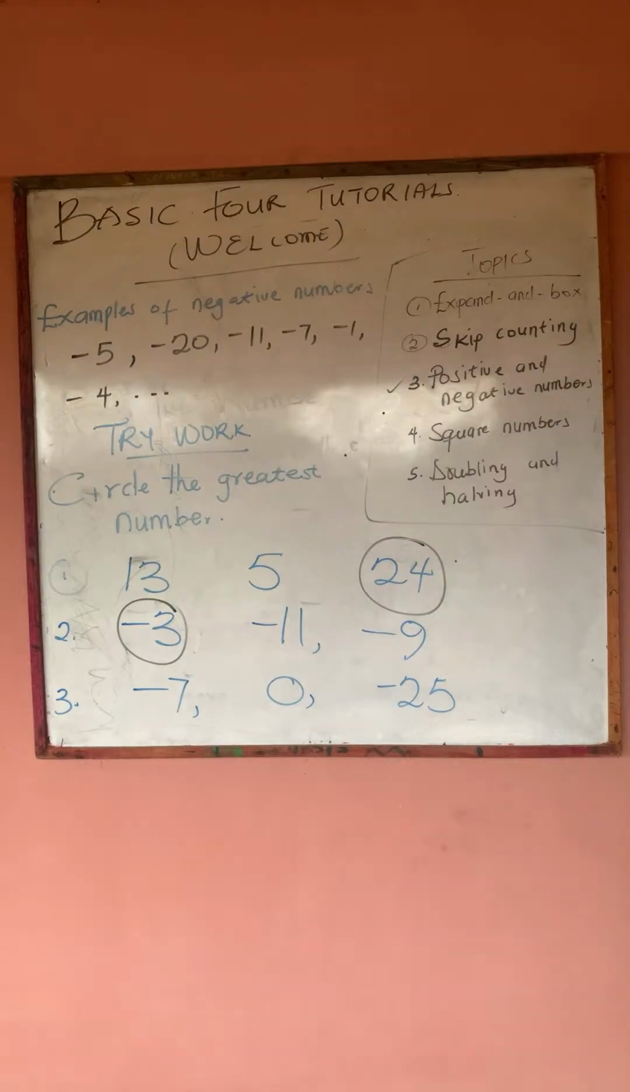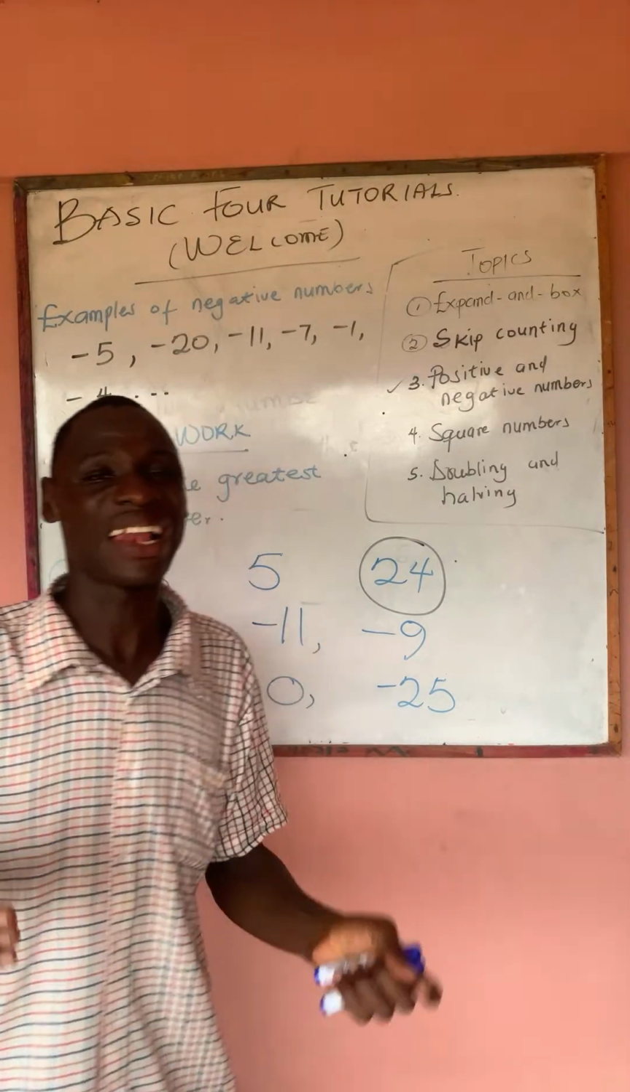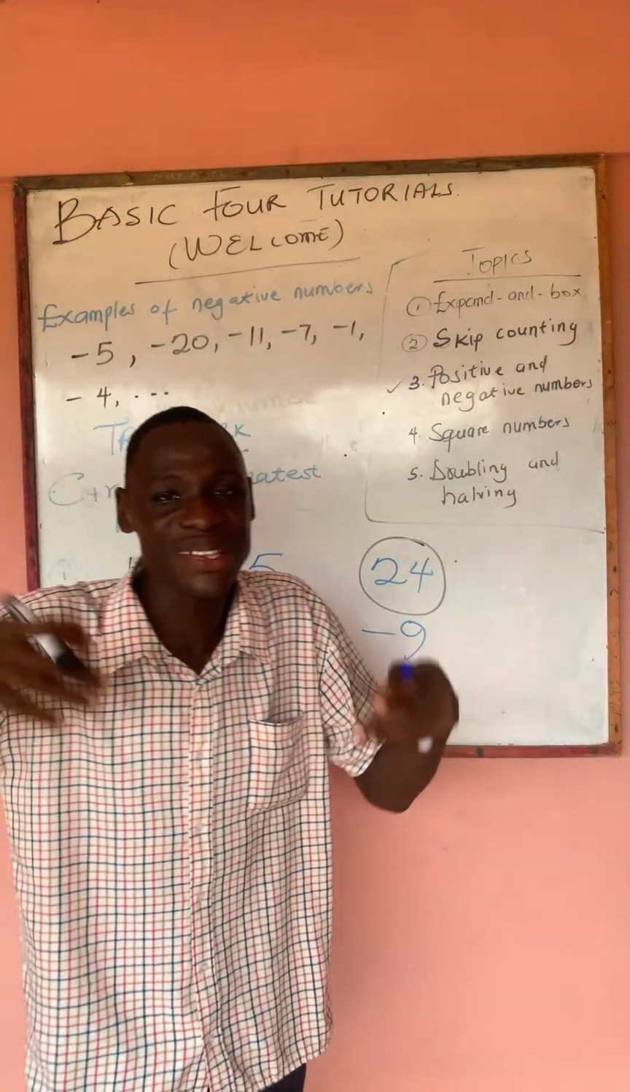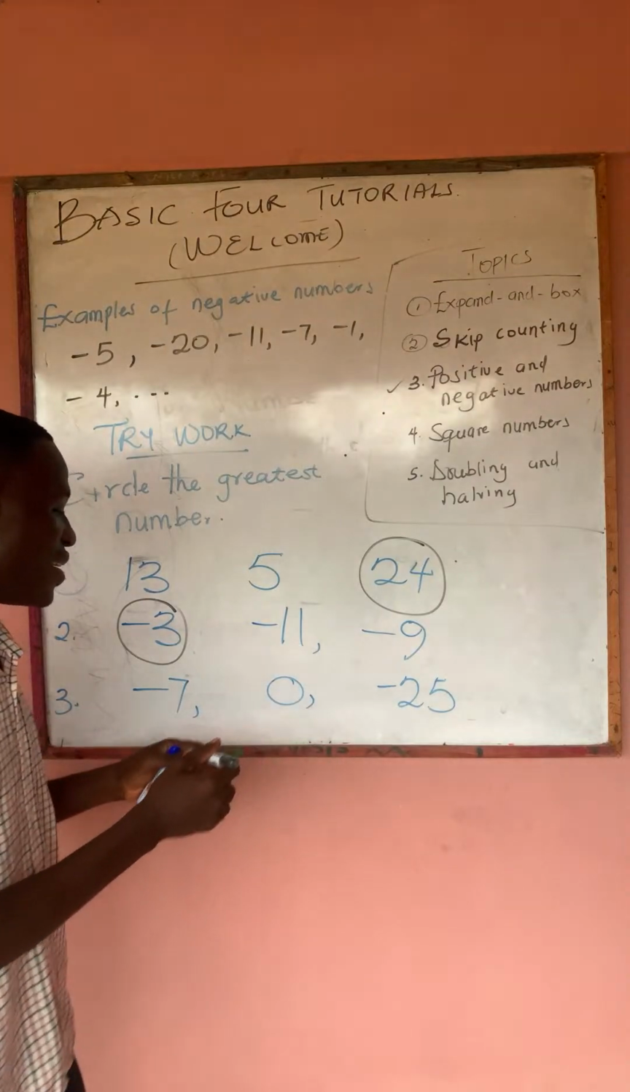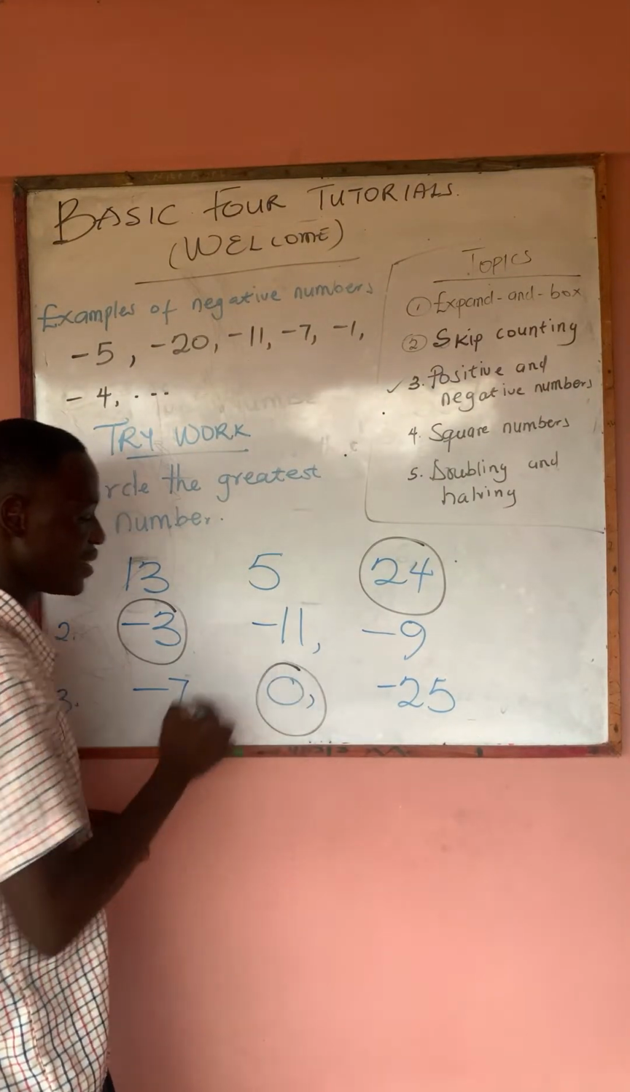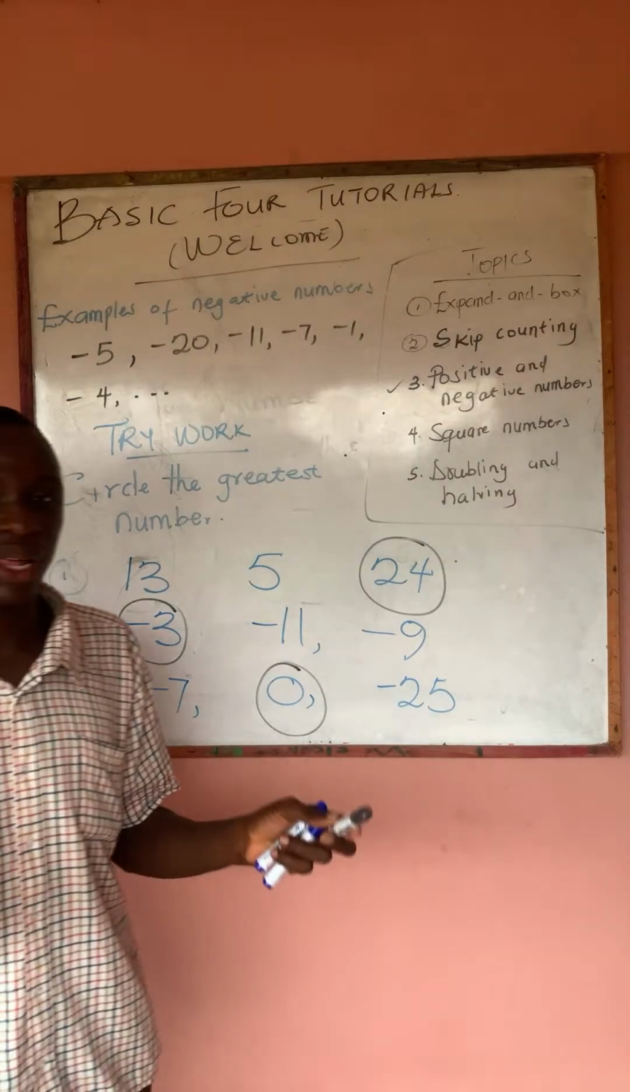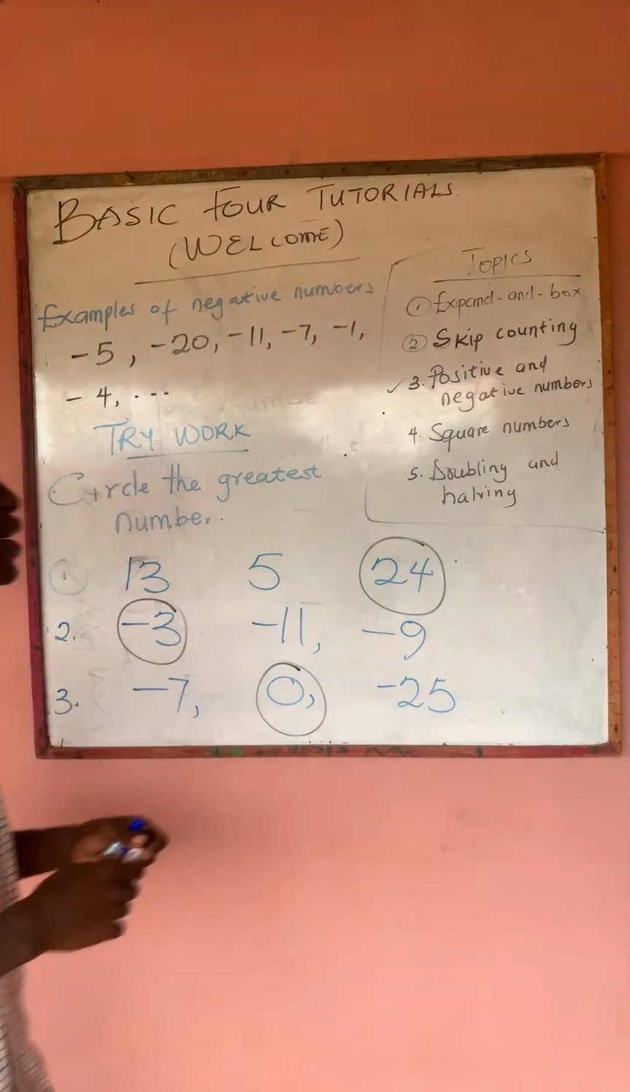Good, that's very correct. You see that negative numbers are numbers that are less than 0. I mean that 0 is greater than all negative numbers, okay? So if you have negative numbers and 0, 0 becomes the greatest number of them. Is that what you understand? We are moving on to our next topic.